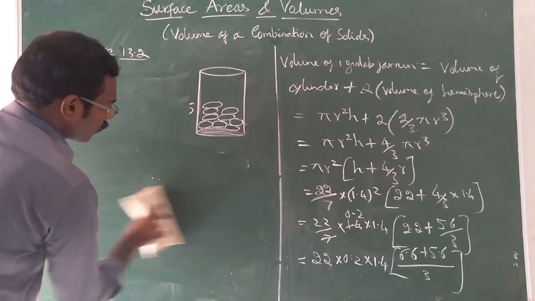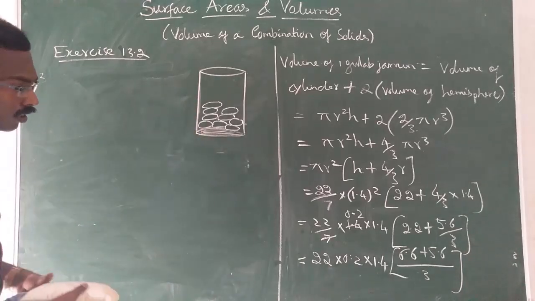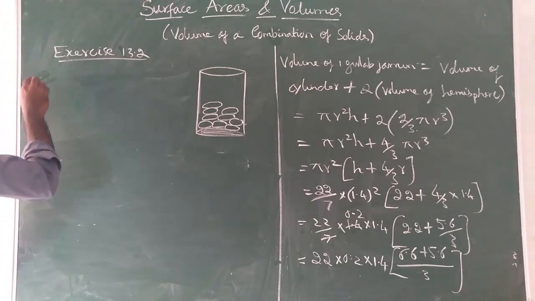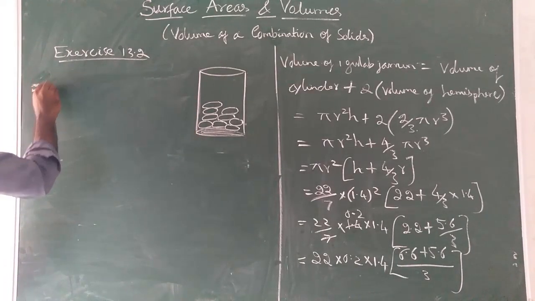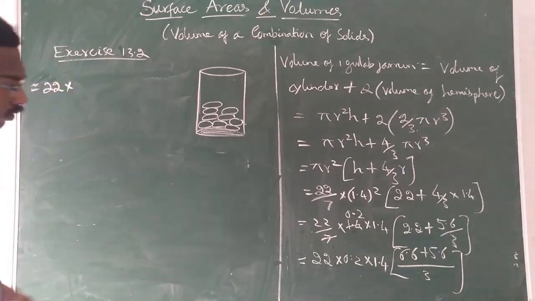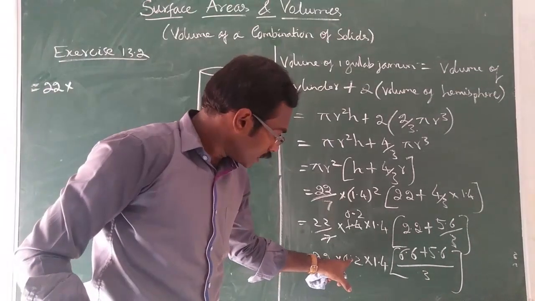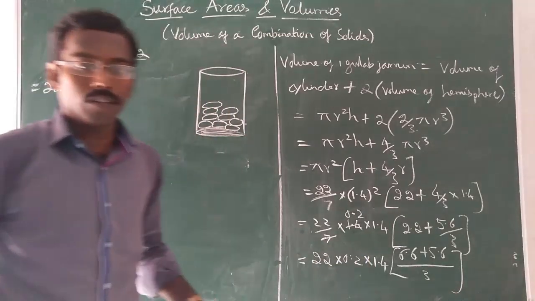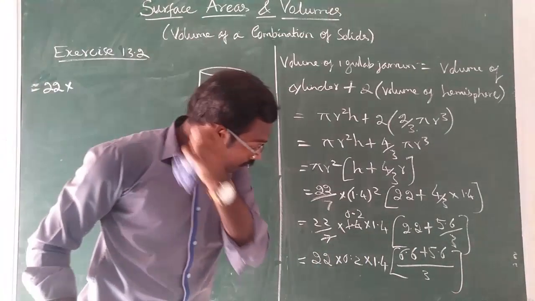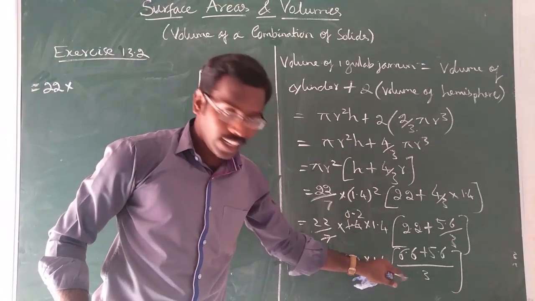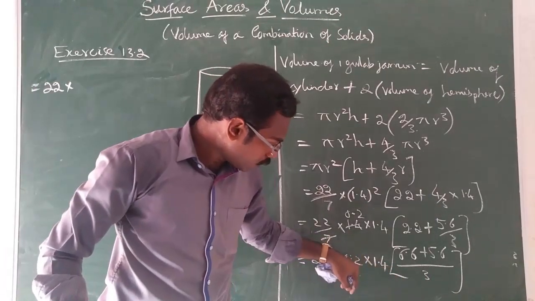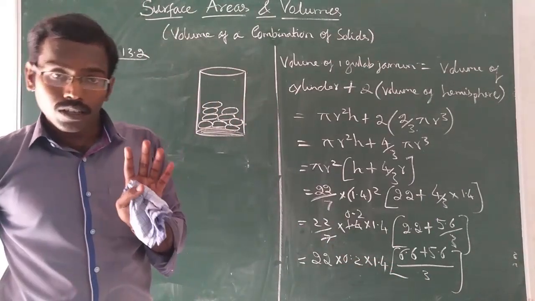Okay. So that is equal to 22 into, so here you see 0.2 into 1.4. You can directly multiply this. How? First you forget the point and directly multiply. 14 into 2. 14 into 2 is 28.